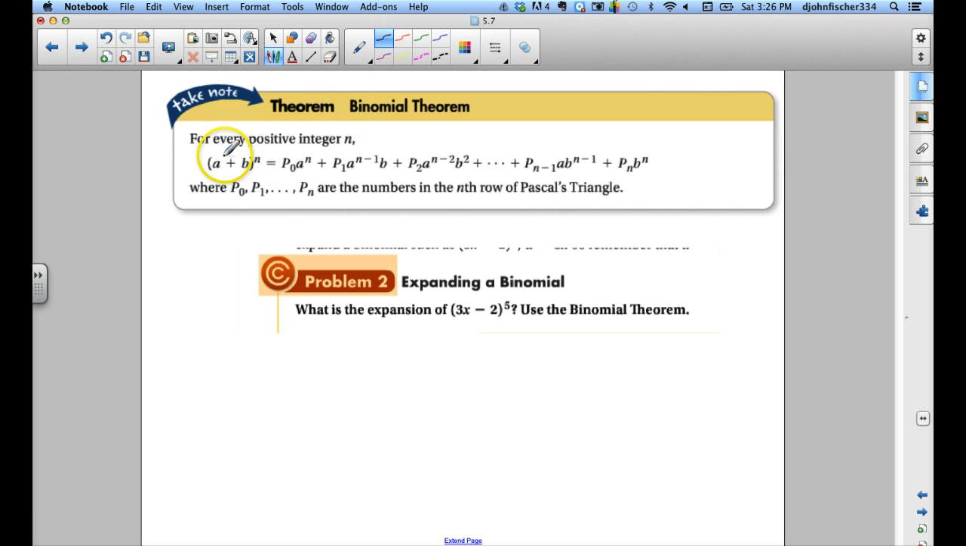For the binomial theorem here, it says a, b, n, p0, a to the n. Don't get caught up on this. This is what we just talked about in mathematical terms. Now, I'm not too concerned right now about this, but what I want you to do is look at this one.